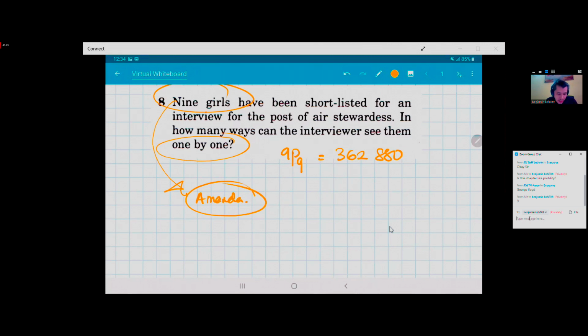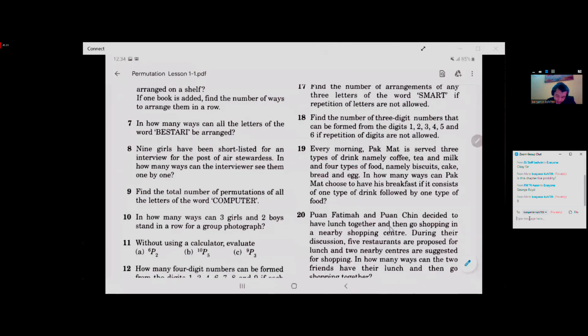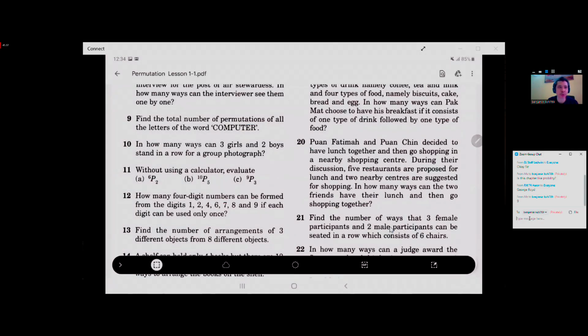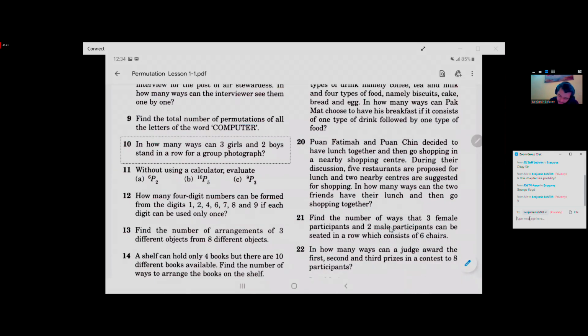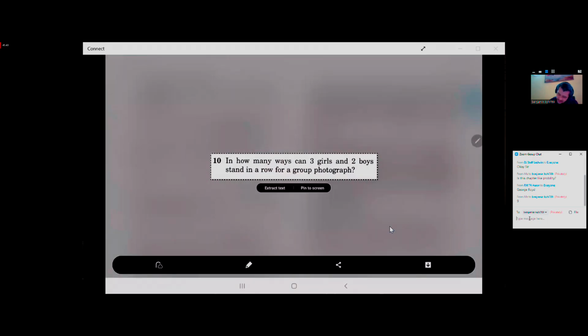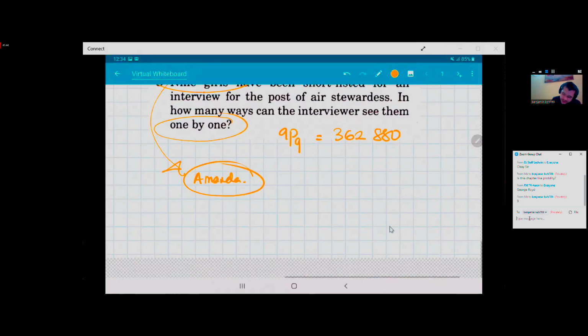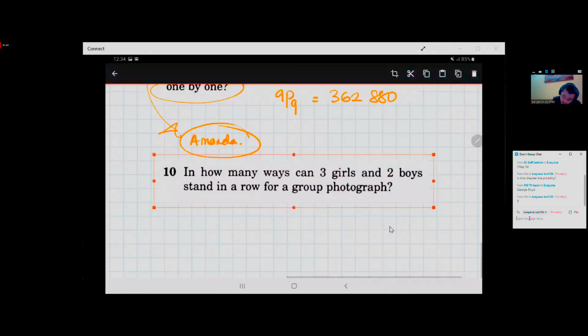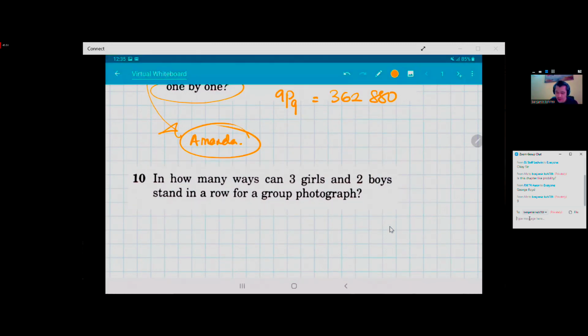Next one. There's another interesting question here. Question number 9, the computer question, I leave for you to do. Let's look at question number 10, the photograph question. Now again, don't misunderstand. The reason why I say this is an interesting question is because this is to help you learn what things you should be careful of.